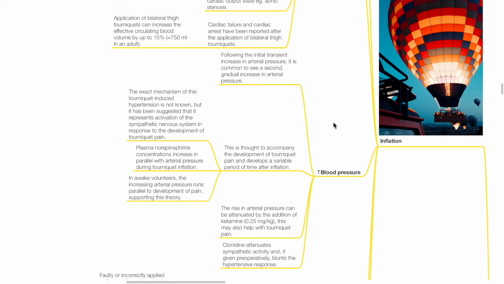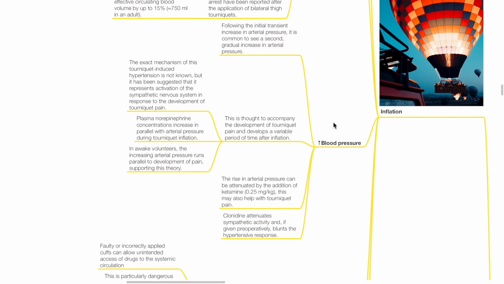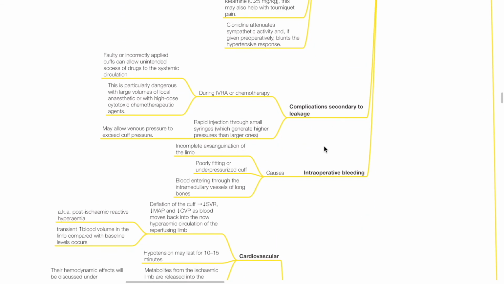The rise in arterial pressure can be attenuated by addition of ketamine 0.25 mg per kg IV, which may also help with tourniquet pain. Clonidine attenuates sympathetic activity and, if given preoperatively, blunts the hypertensive response. Complications secondary to tourniquet leakage.